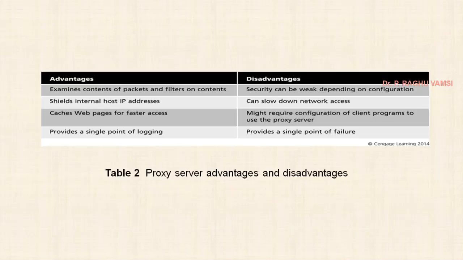In the case of disadvantages: security can be weak depending upon the configuration. It can slow down network access because everything has to pass through it. It might require configuration of the client program to use the proxy server. It provides a single point of failure. If the proxy server fails, everything fails. Again, you need to configure another computer with the same IP address, reconfigure all the proxy settings, and then ask the employees to access.